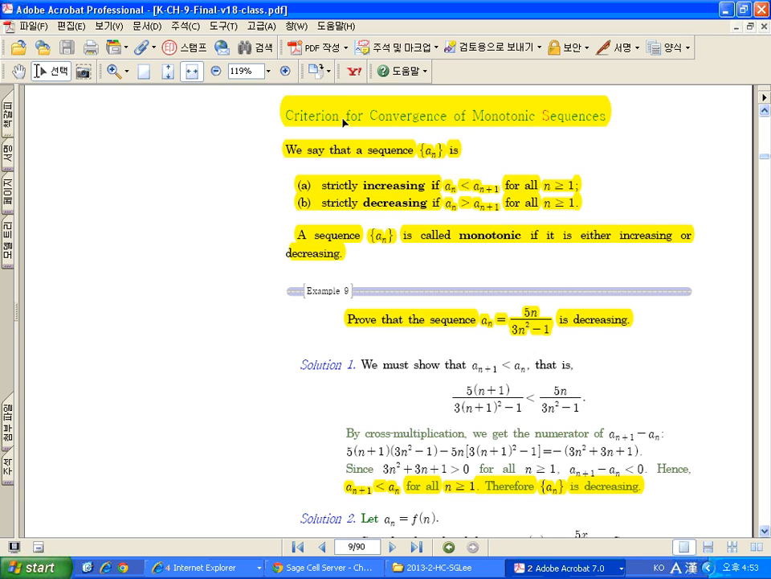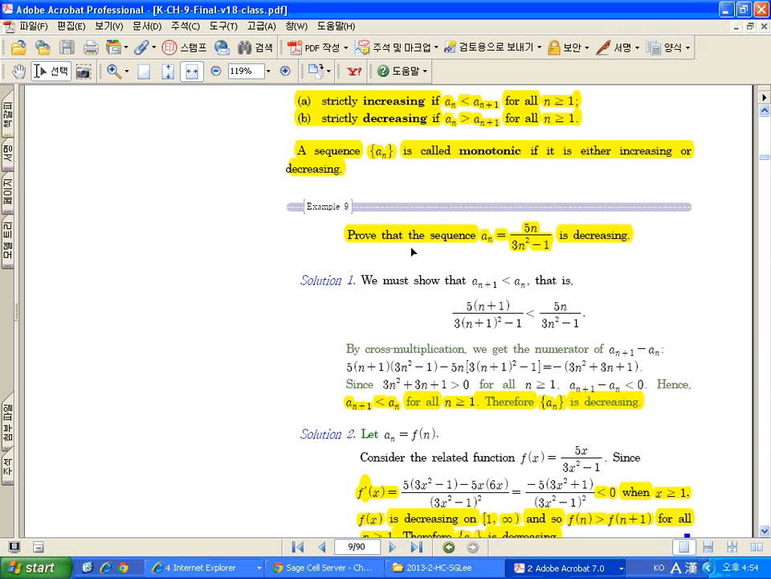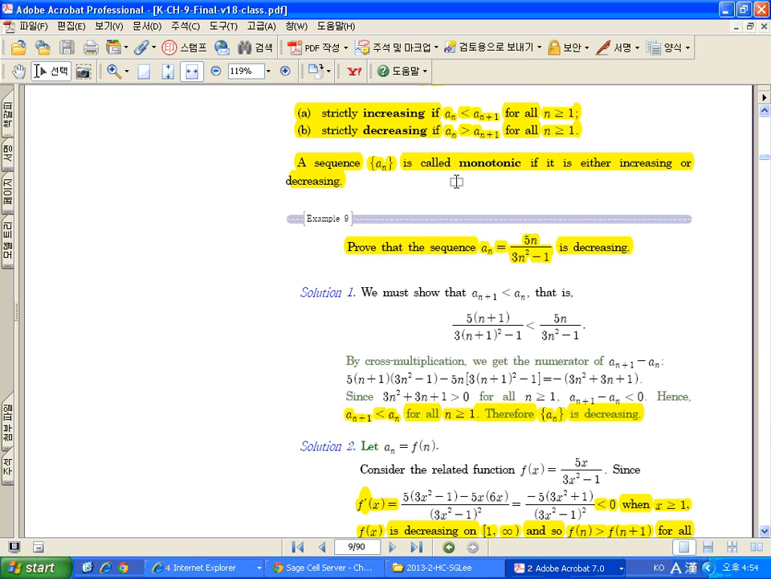Next one is the criterion for convergence of a monotonic sequence. We say that a sequence a_n is strictly increasing if a_n is always smaller than a_(n+1) for all n greater than or equal to 1. And the sequence is strictly decreasing if a_n is always greater than a_(n+1) for all n. And a sequence a_n is called monotonic if it is either increasing or decreasing. This will give us one very interesting and important theorem.